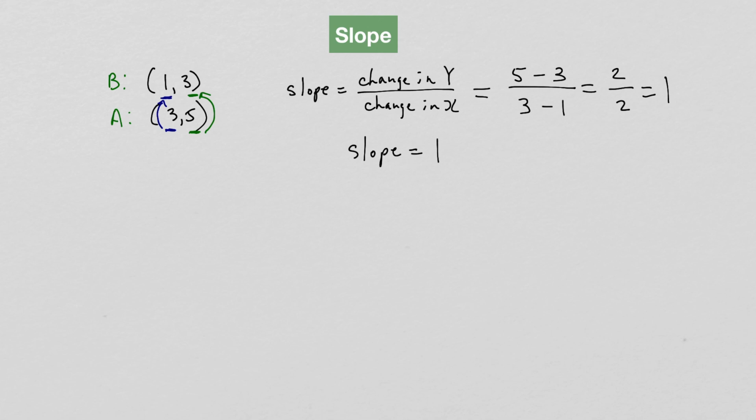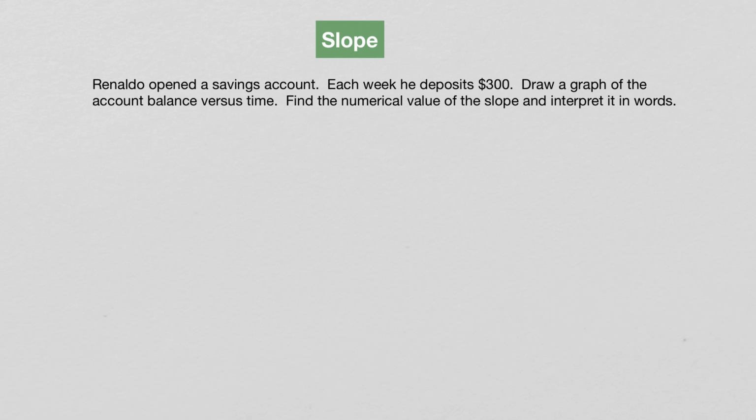Okay, so let's apply this to a real life scenario. Ronaldo opened a savings account. Each week he deposits $300. Draw a graph of the account balance versus time. Find the numerical value of the slope and interpret it in words.